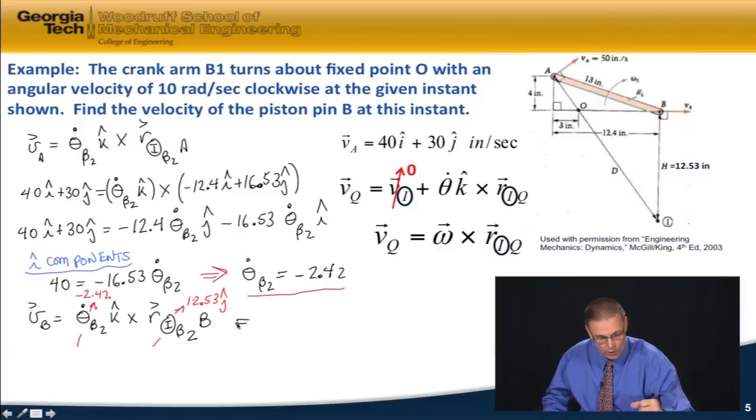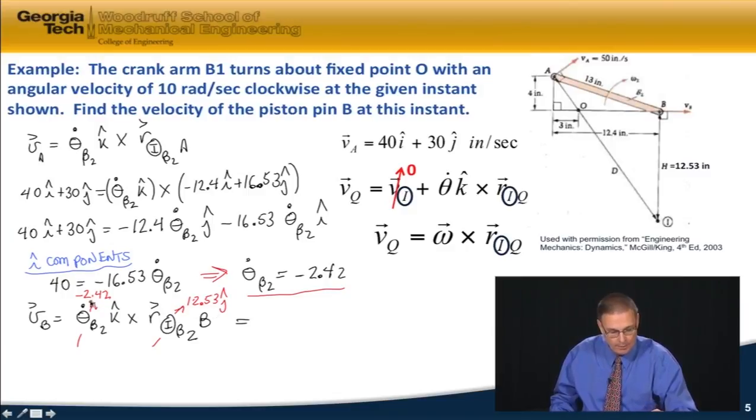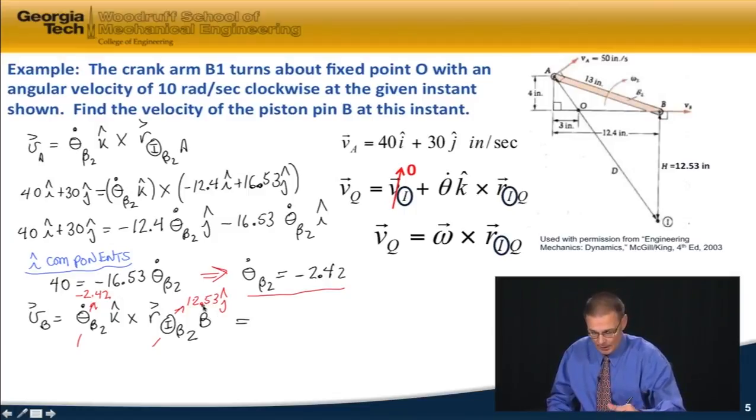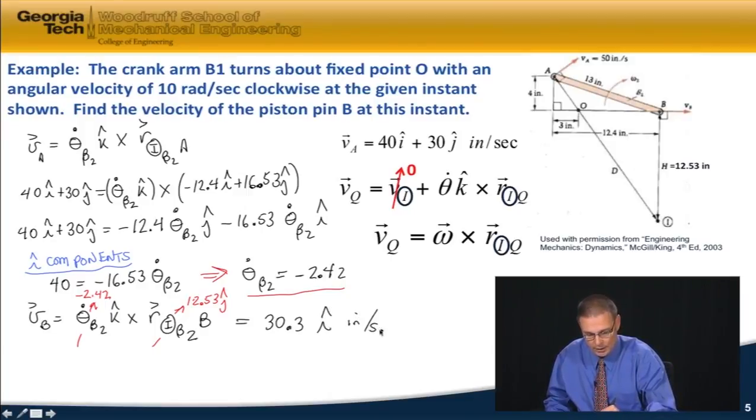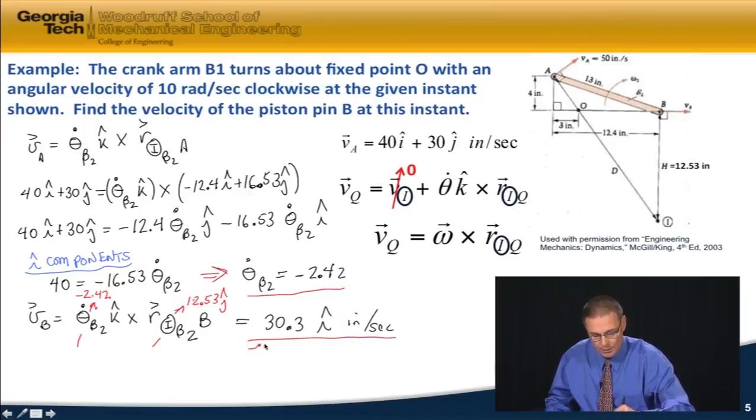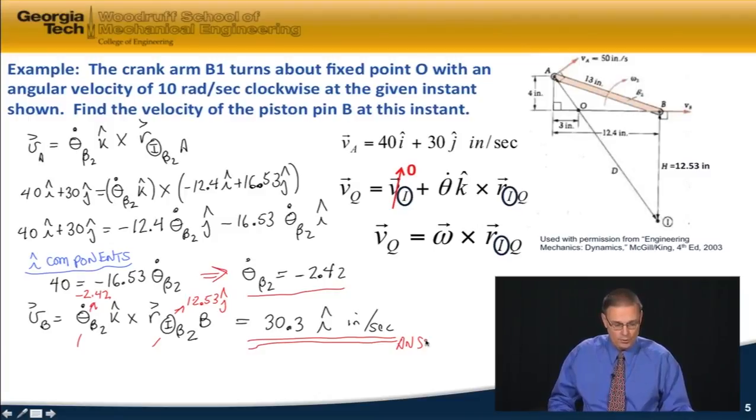And if I do that cross product, I've got K cross J is minus I, but I've got a minus 2.42 times 12.53, so minus and minus is a plus. I get 30.3 in the I direction, inches per second for the velocity of B. And so we get the same answer as we did using the relative velocity equation. Okay. That's solving velocities on a planar rigid two-body or two-dimensional body.